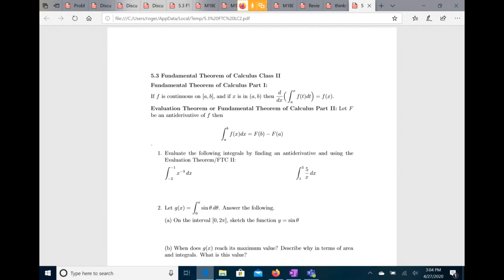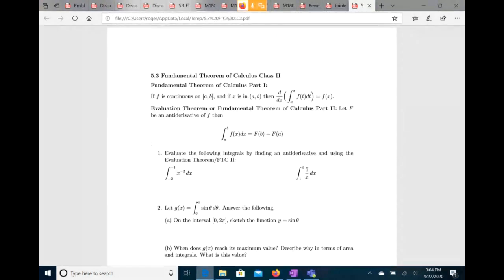So there's two sort of parts to this fundamental theorem of calculus. One tells us how to take a derivative of an area function. So we're kind of like differentiating a definite integral where the variable is one of the limits of integration. And we get back just the integrand function, just replace the t with x.